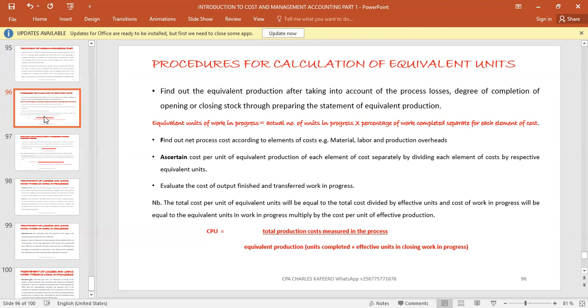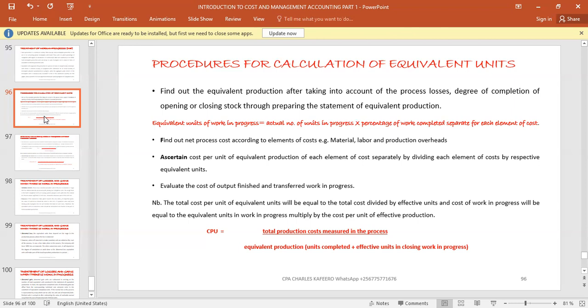We have to first take into account the process losses, because it is the same treatment throughout the production process. And we look at the degree of completion of the opening and the closing work in progress. We shall look at how we handle opening and closing work in progress when we are using FIFO, the weighted average costing method, and LIFO, that is last in, first out. And the other one, FIFO, is first in, first out.